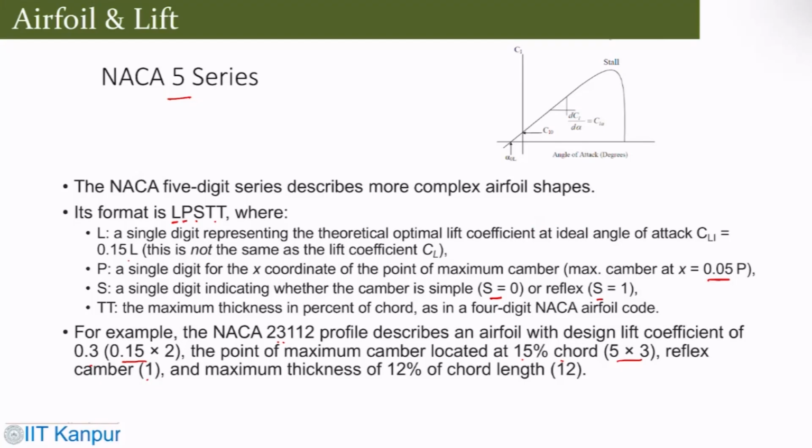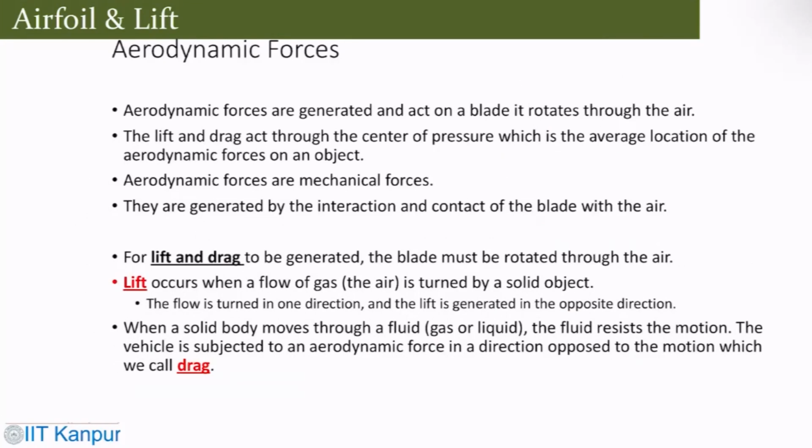Reflex camber 1 and 12 is the thickness. Okay. So that's what you have in 5-digit. Similarly, you can have 6-digit series. So every series has this kind of nomenclature.